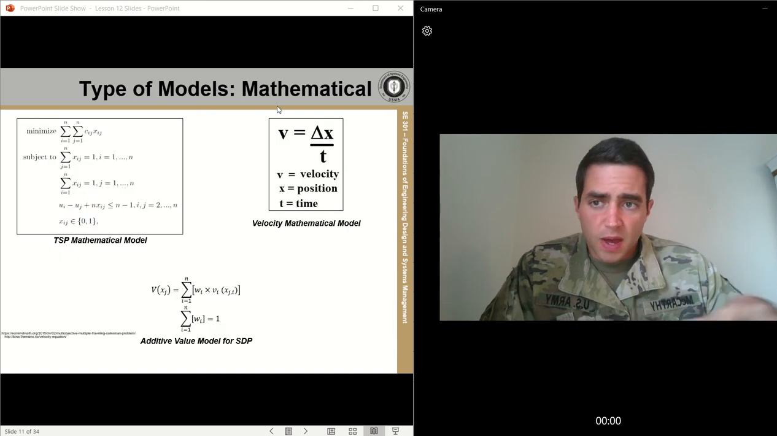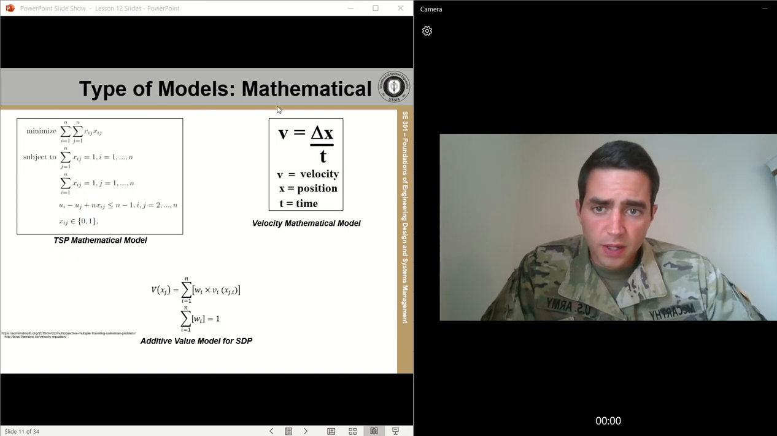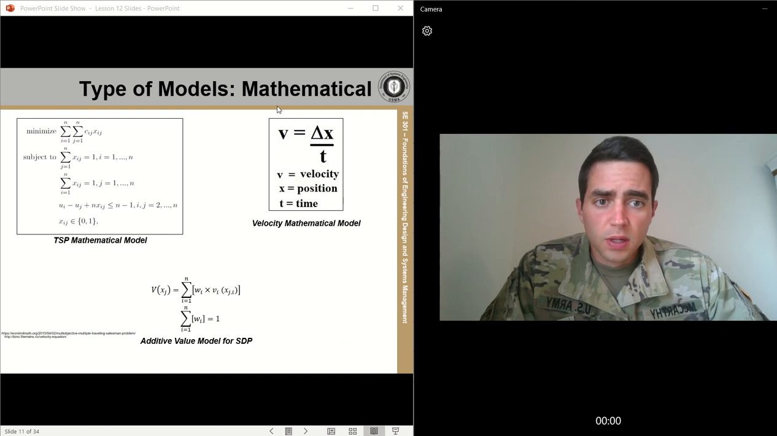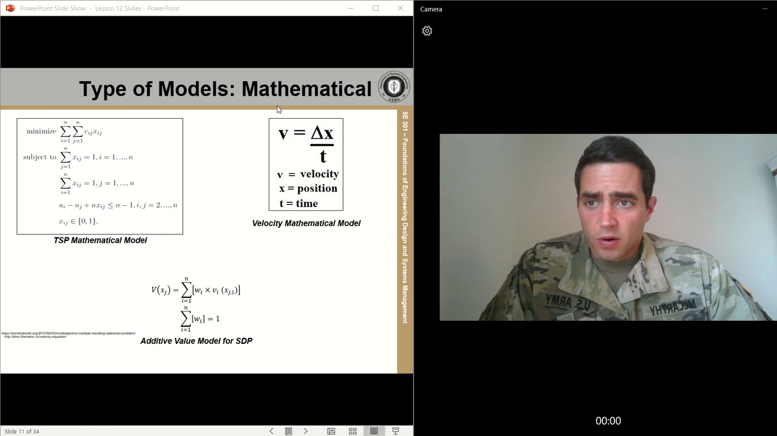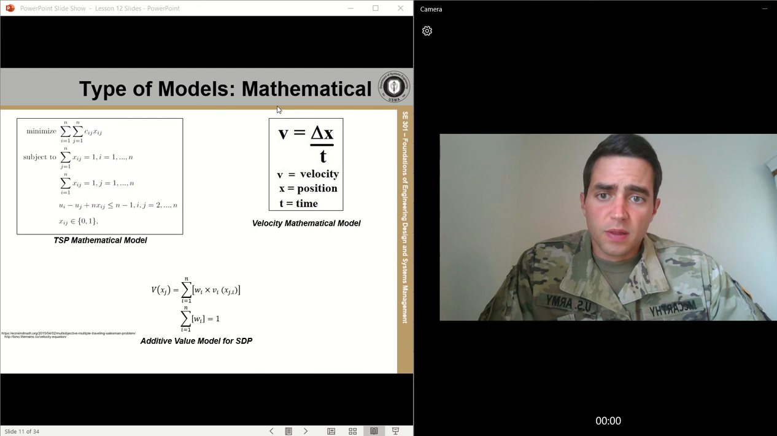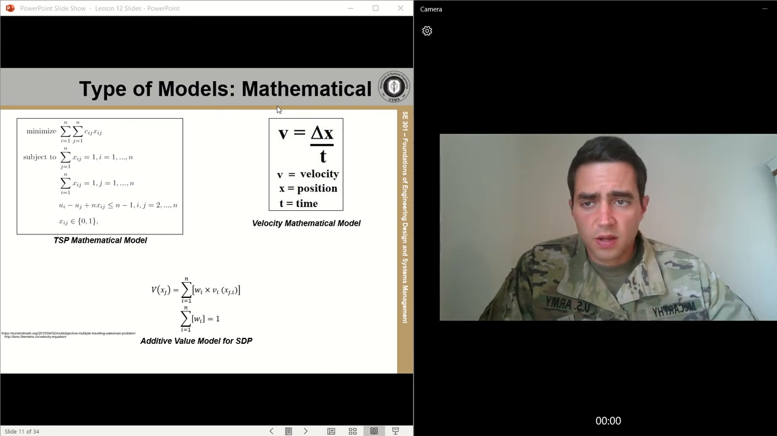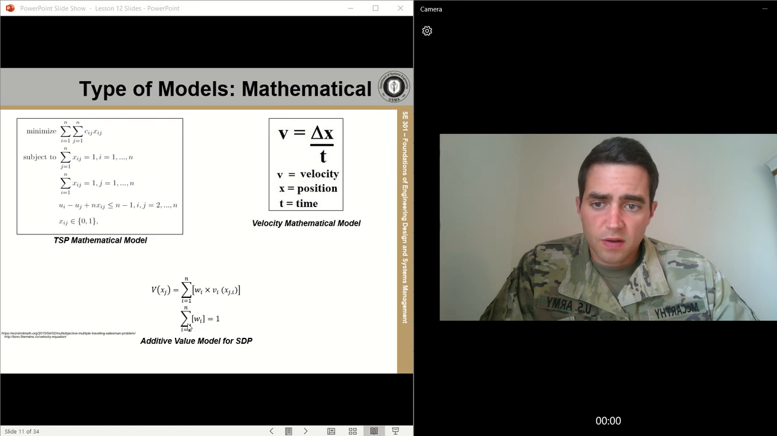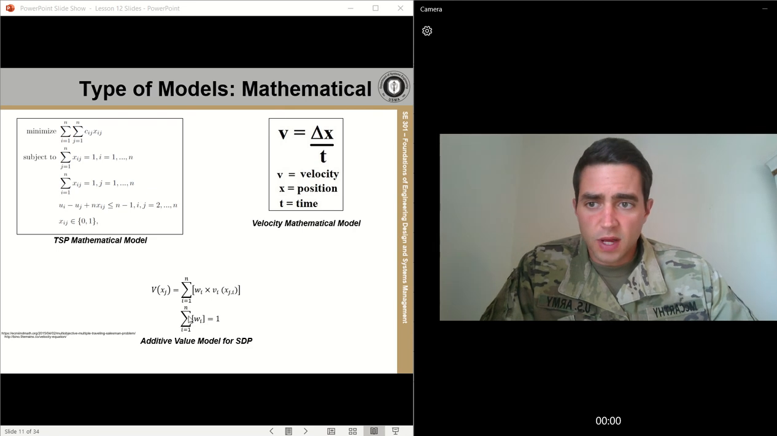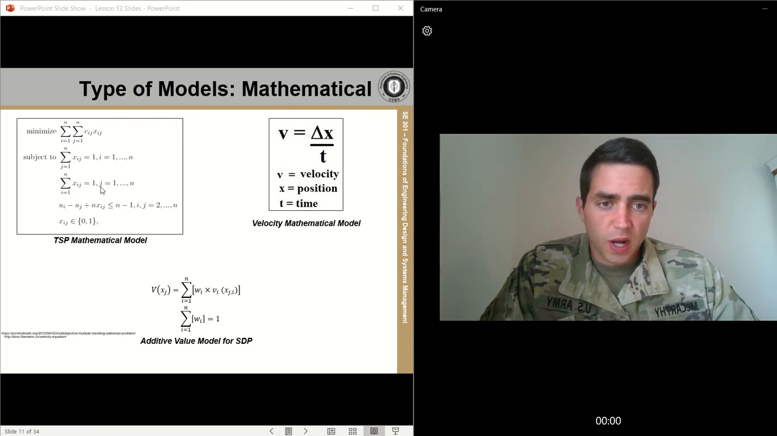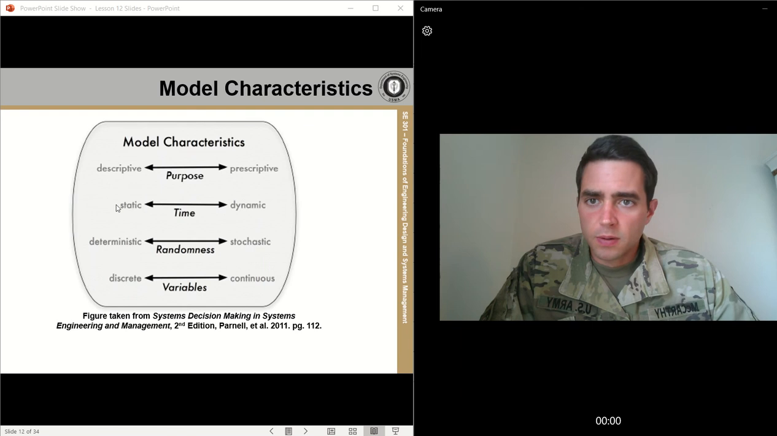The next one is a mathematical model. You can think of the additive value model as a mathematical model. There's a linear program over there in the top left, and the velocity mathematical model. These are used, well, the additive value model we use, of course, in this class, but we probably won't get into more complex mathematical models in 301.